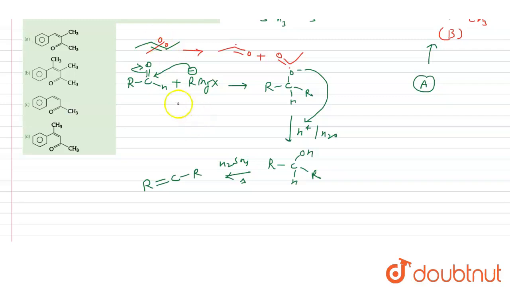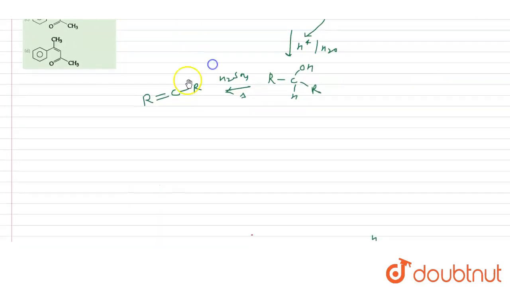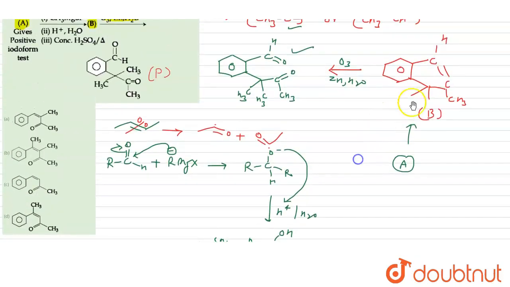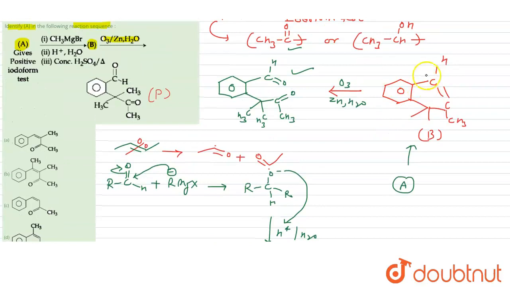So if I check for the first one, compound A looks like this. This is our compound A, this is CH3 over here, there is a carbonyl, and this is CH3. When we carry out all the reactions, we have to obtain the product that we have derived. If we are not getting this product, that means this is not our compound A.